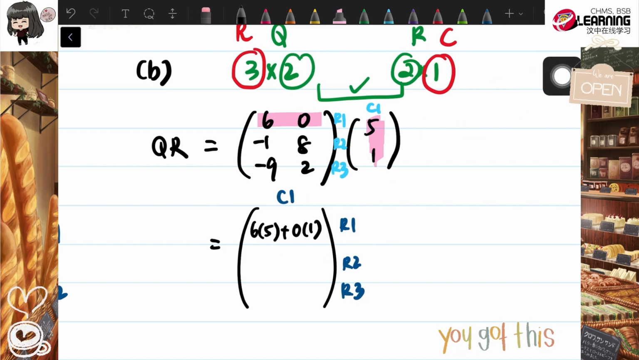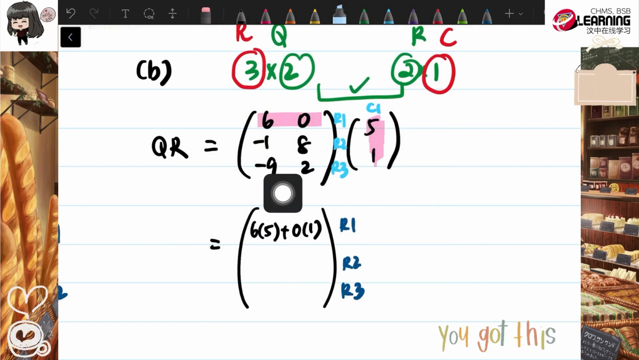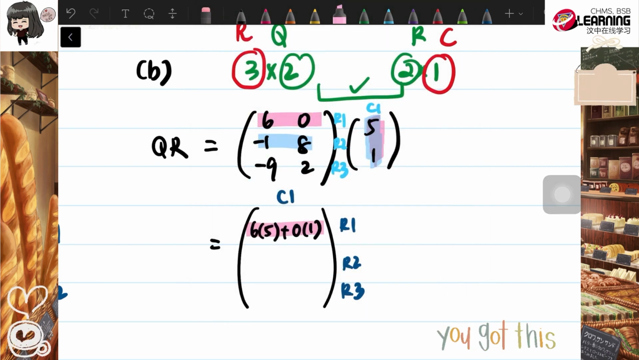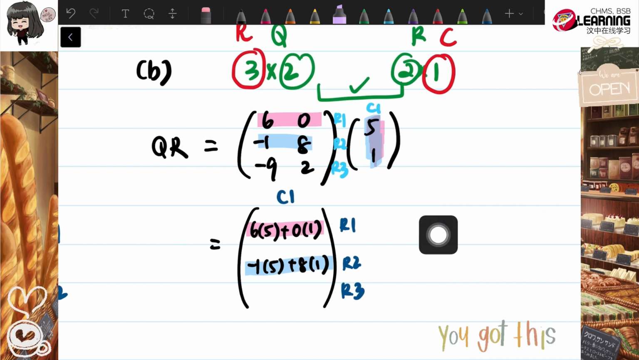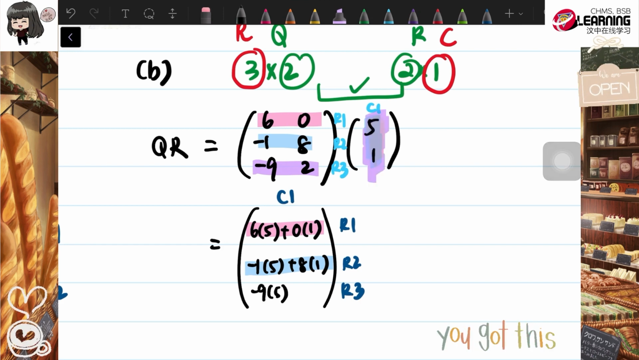Basically, you don't need to write the 0 times 1. Then you look at your second row, first column. So negative 1 times 5 plus 8 times 1. This is your second row times the first column. And the third one is row 3 and column 1. So row 3 is negative 9 times 5 plus 2 times 1, like that.